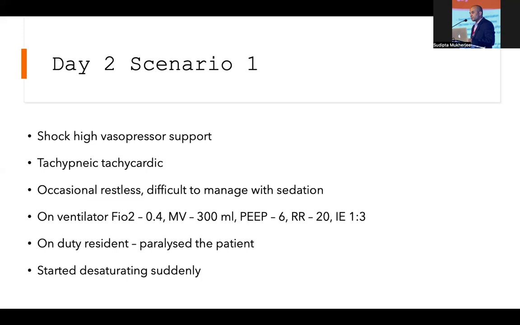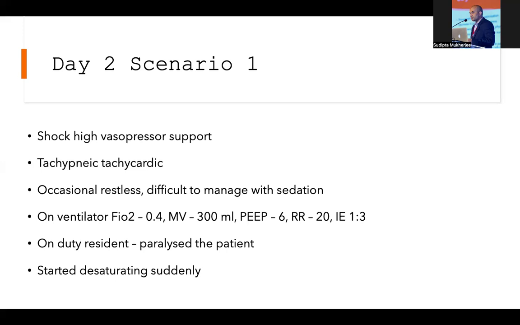What the on-duty resident did: he felt that the patient is moving, requiring so much sedation and causing hypotension. So, let's paralyze the patient. And he eventually paralyzed the patient. And after some time, the patient started desaturating.